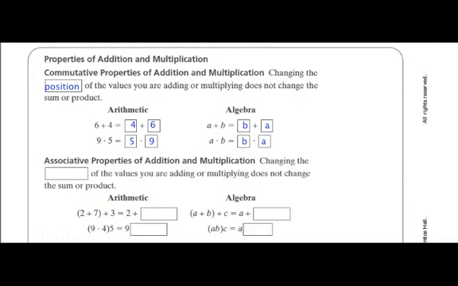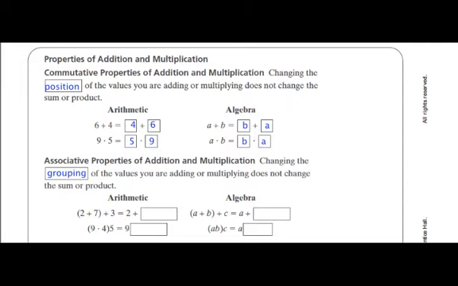Associative properties of addition and multiplication. Changing the grouping of the values you are adding or multiplying does not change the sum or product. In other words, if you're just adding, you can move the parentheses and still get the same answer. If you're just multiplying, again, you can move the parentheses and still get the same answer. So commutative property is just rearranging two numbers. Associative property is regrouping the numbers.